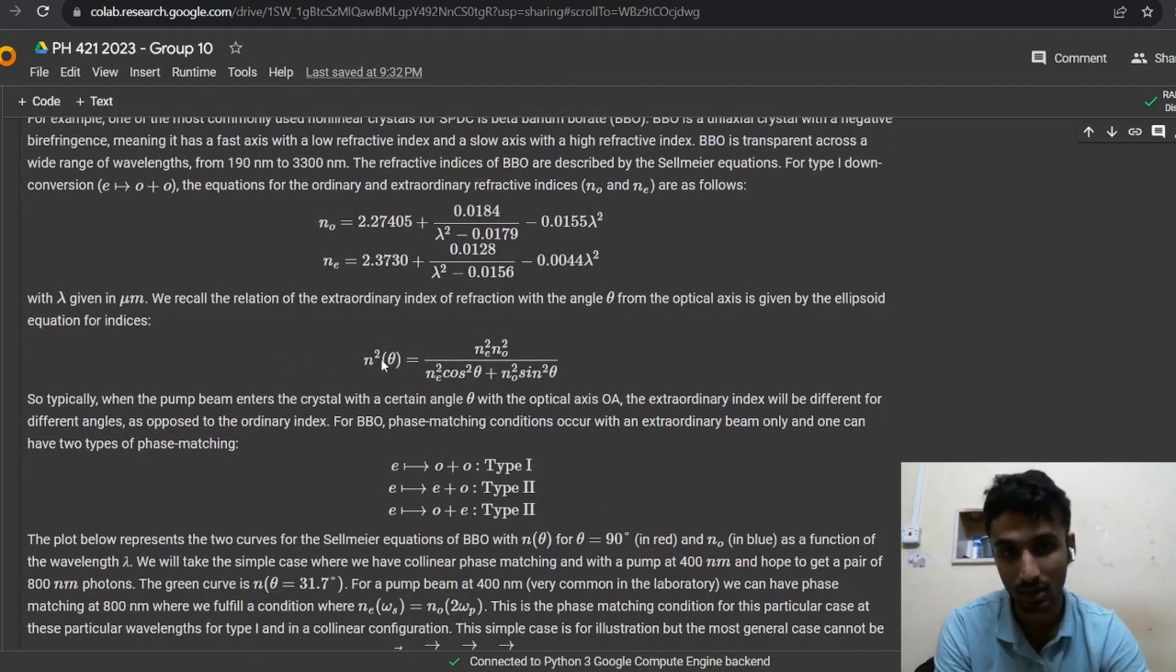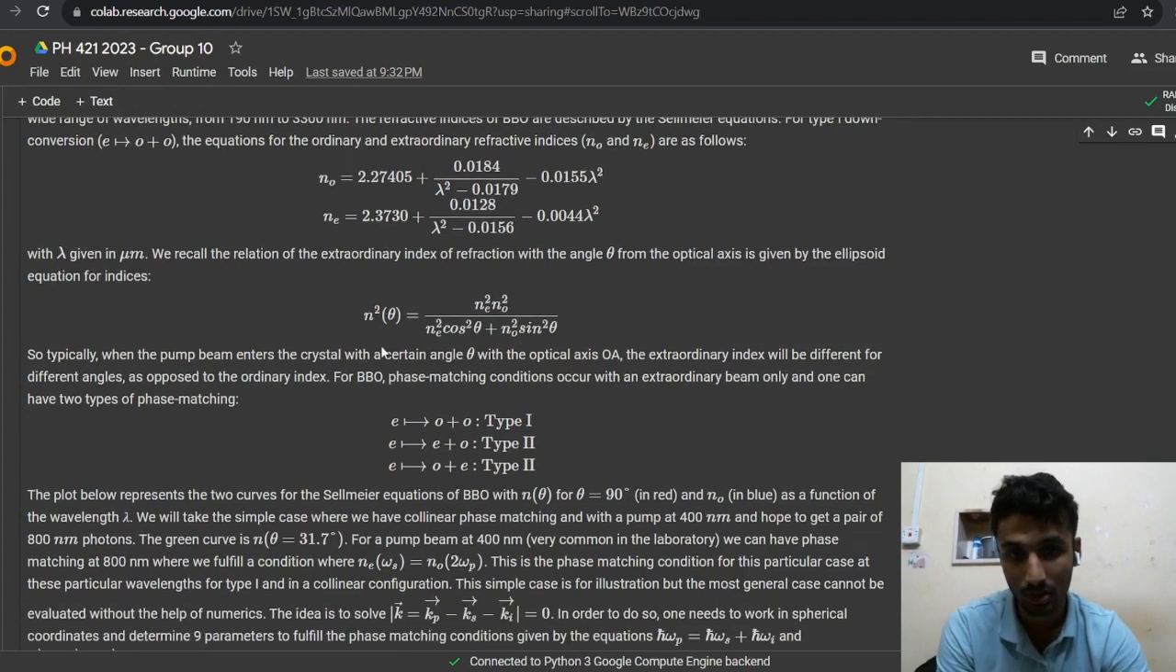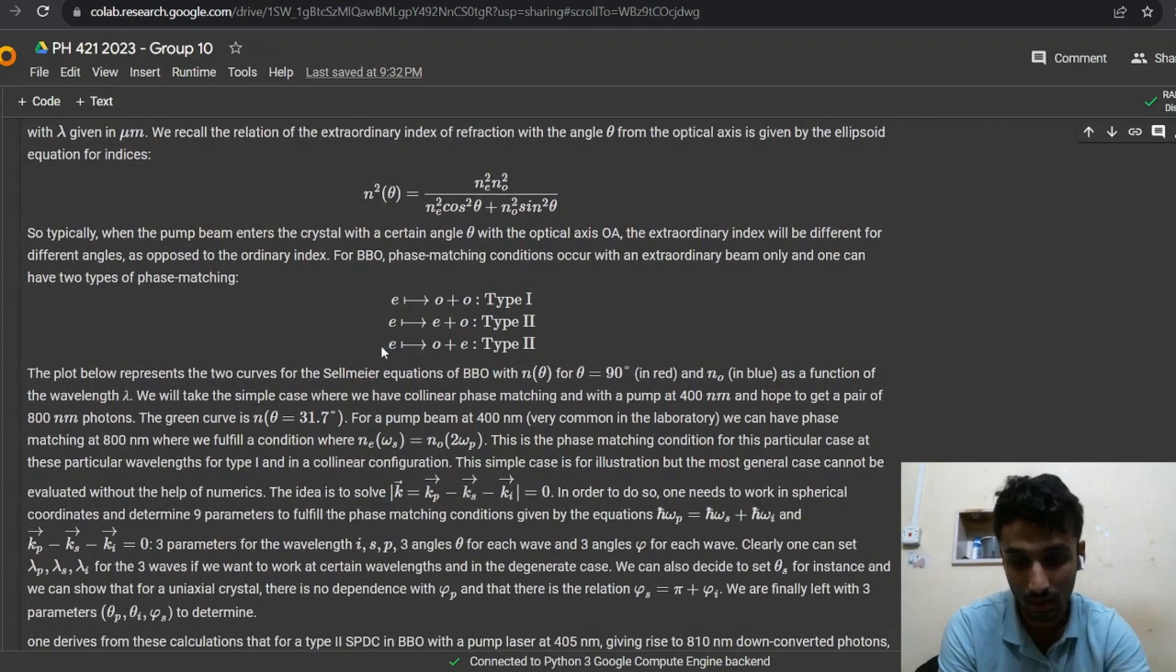Then we also have this variation of Ne and No with theta. No, as we know, will stay constant with the difference in theta, but Ne will change with theta as given by this equation, the ellipsoid equation. Also, for BBO, since it's negative uniaxial, phase matching can only occur with the extraordinary beam.